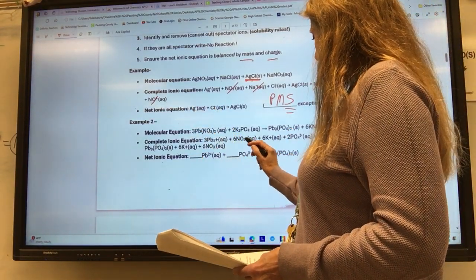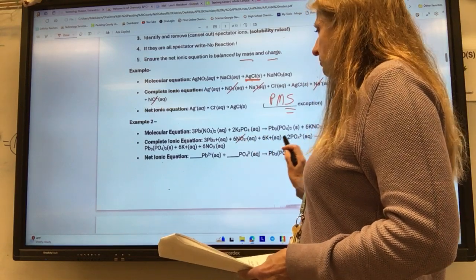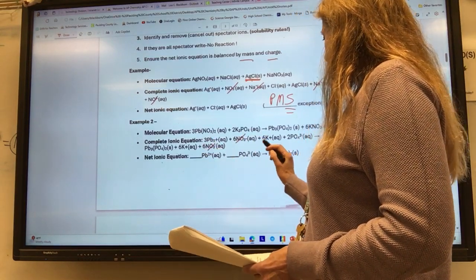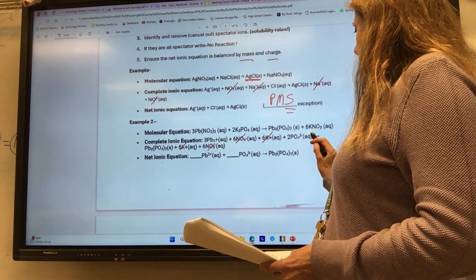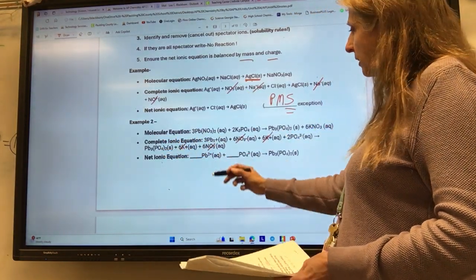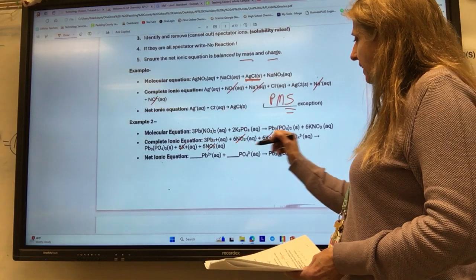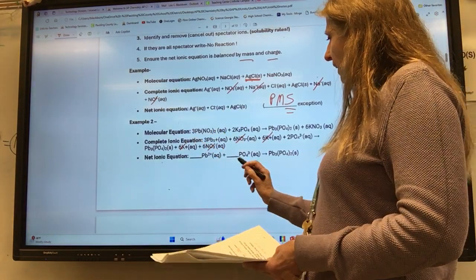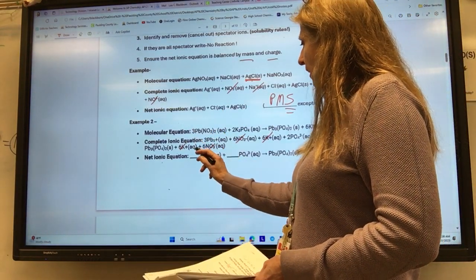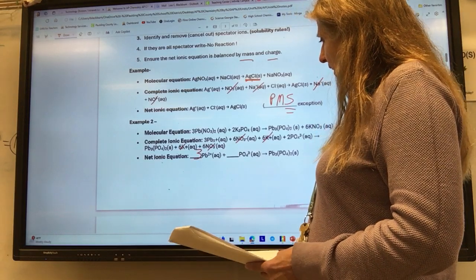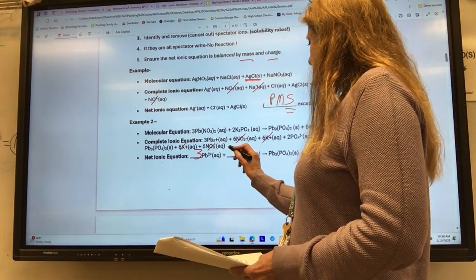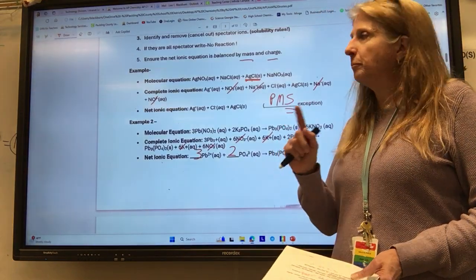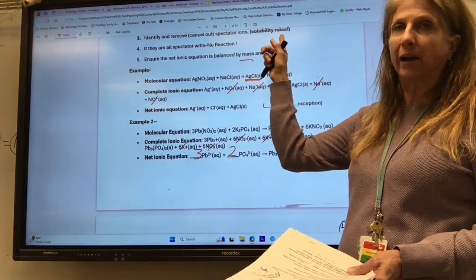So the Pb's not, the nitrates go there and there, those mark out. The potassium here marks out with that one there. That one doesn't mark out, that one doesn't mark out. I write down everything that's left, and so this I have 3 leads here, see it's 3, and for this one I have 2. Now, before I'm done, I gotta make sure the charge balances.